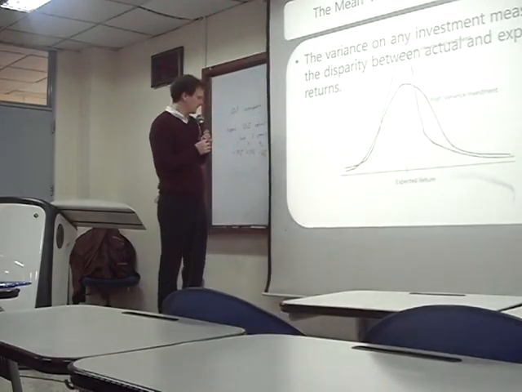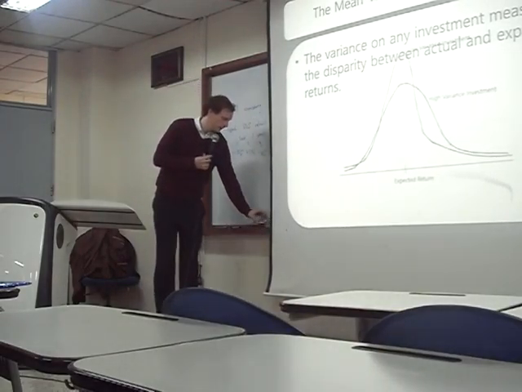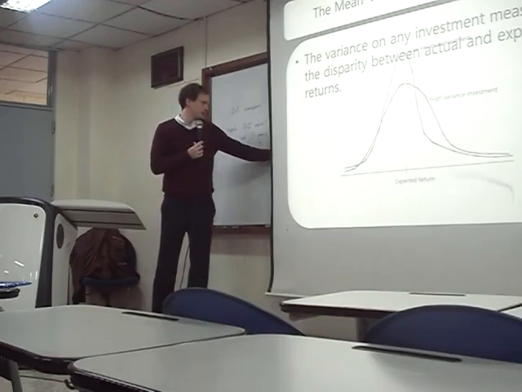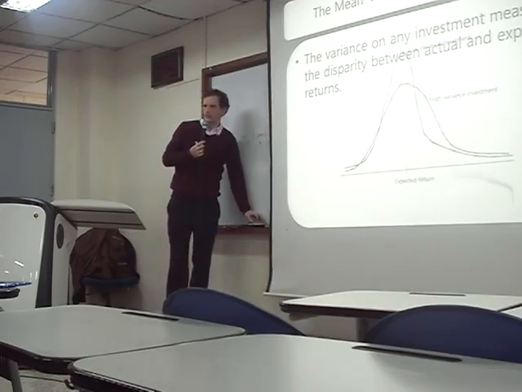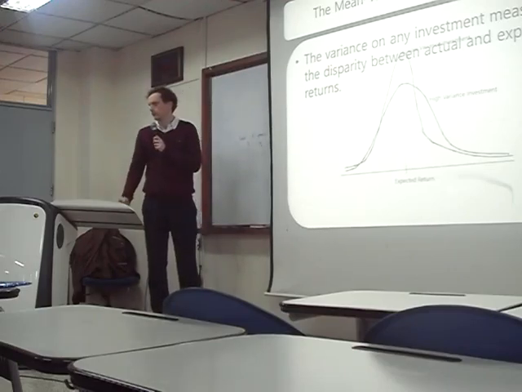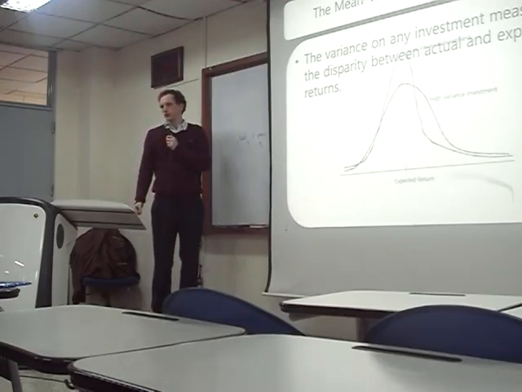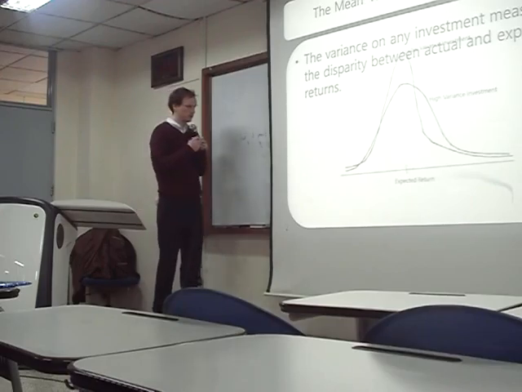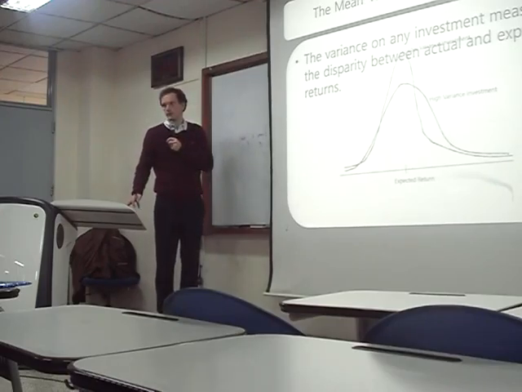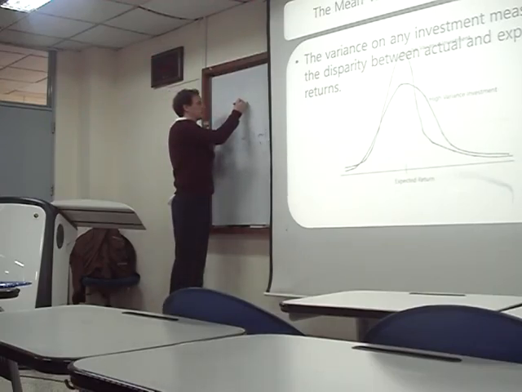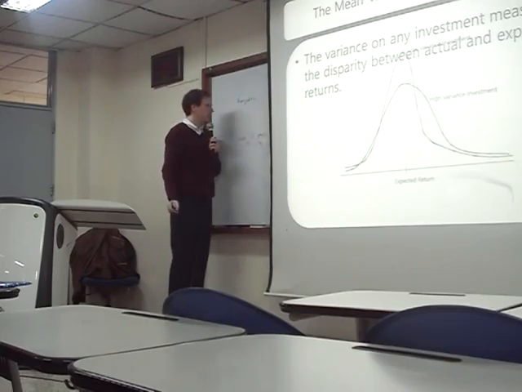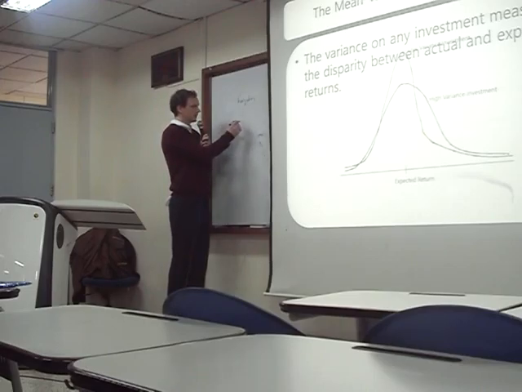Then we can have a low variance investment. What kind of company did we discuss in the class before that's not that risky? What kind of company is not risky? Electricity. Who provides the electricity in Korea? Hanjeon. So we can have Hanjeon Electric Company.